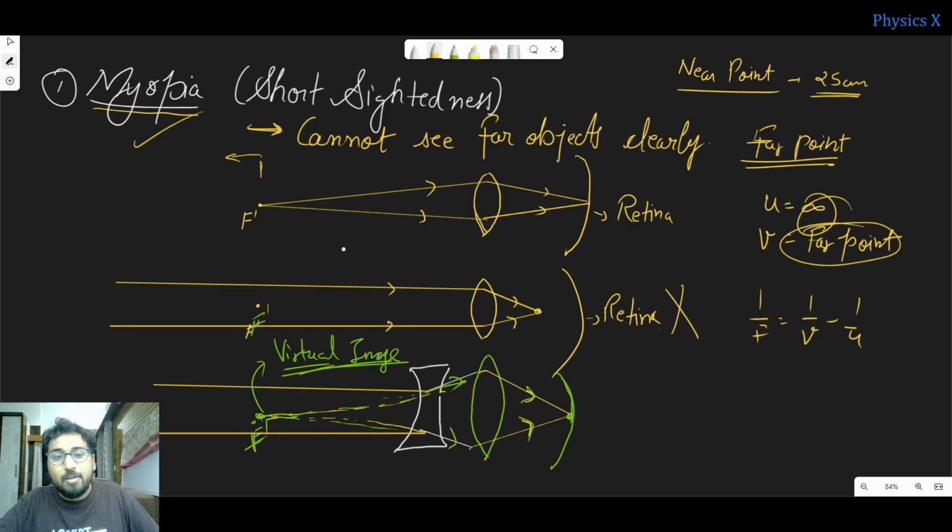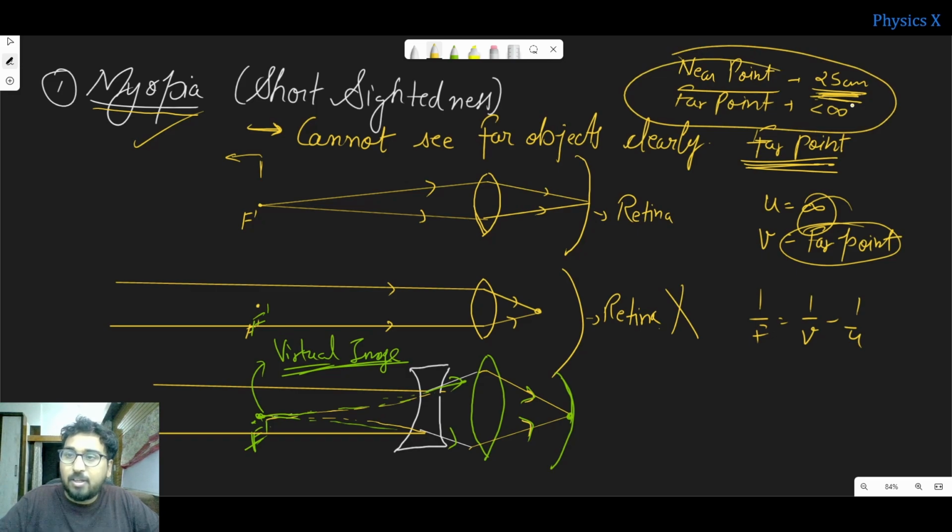Understood? So what is happening? The far point of this eye is not infinity. The near point is correct. The near point is 25 centimeter. But the far point is less than infinity. Okay, this is for the myopic eye. So these are the conditions for a myopic eye. In numericals, we will be discussing this.